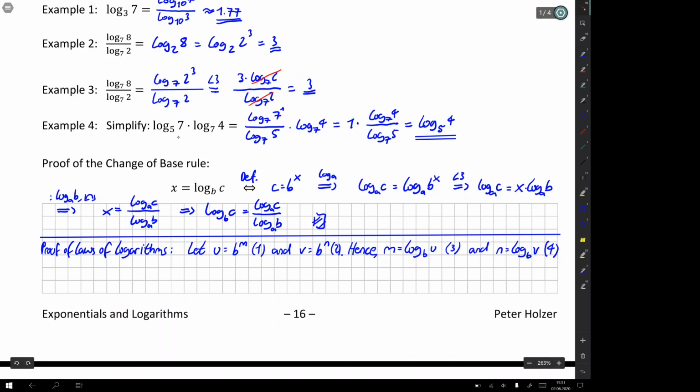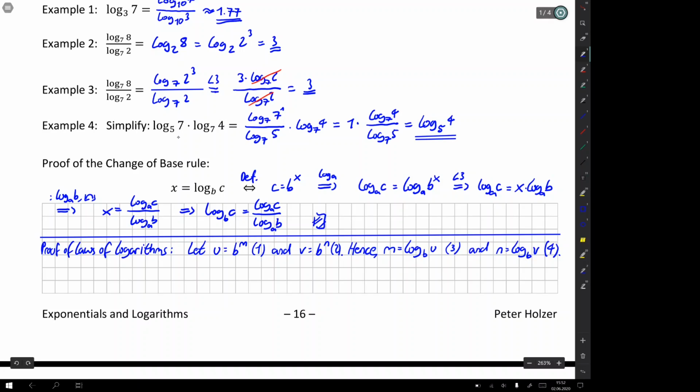Since u is a number and b is a base, we can write u as the base b to some power m, and the same applies for v, and then we can rewrite that as m being the logarithm of u in base b and n being the logarithm of v in base b. I refer to all these different equations with 1, 2, 3, and 4.